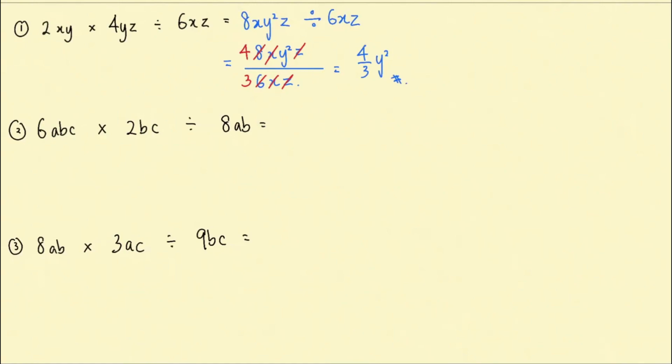Okay, so question number 2. 6abc times 2bc divided by 8ab. So again, you can actually just do it. Number, do with number. 6 times 2, you get 12. So abc times bc. So you get a b squared, because we have b times b here, and then c times c here. So we get c squared divided by 8ab.